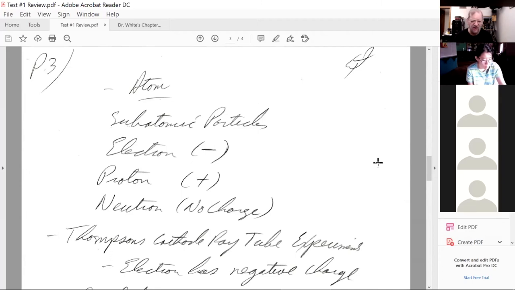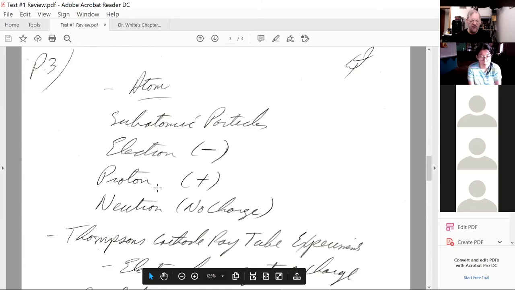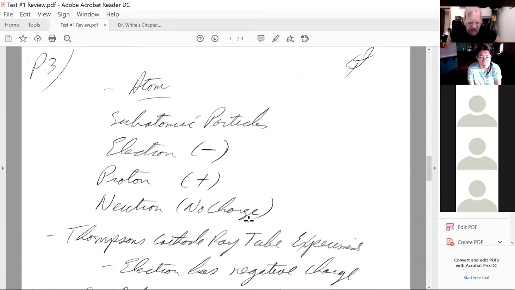And you should know, electron has a negative charge. Proton, positive charge. Neutron, no charge. Again, the three subatomic particles: electron, proton, neutron. Electron, negative charge. Proton, positive charge. Neutron, no charge.